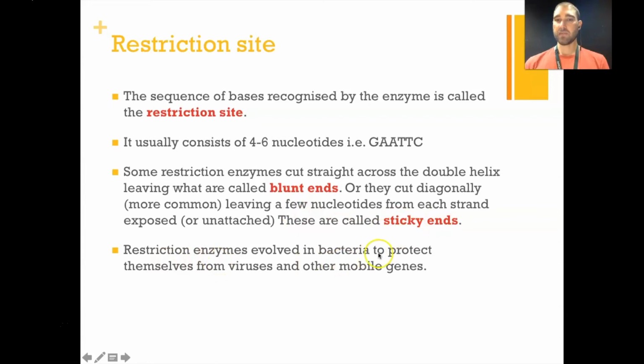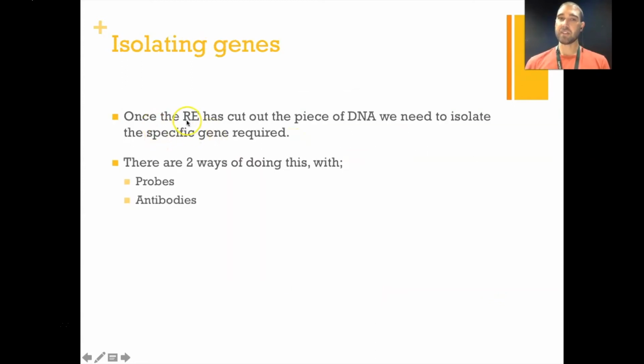The restriction enzymes evolved in bacteria to protect themselves from viruses and other mobile genes that would come in. By having the ability to cut the DNA up, that means the DNA wouldn't be inserted into the genome, and that would protect the bacteria. So the restriction enzyme, we can use that to cut out the piece of DNA that we're looking at, and we can then use probes or antibodies to identify the specific gene that we're looking for.